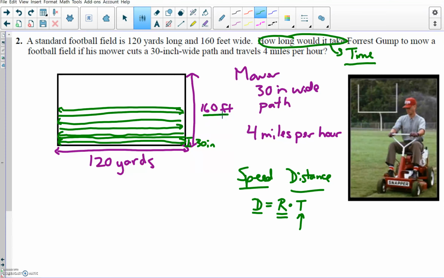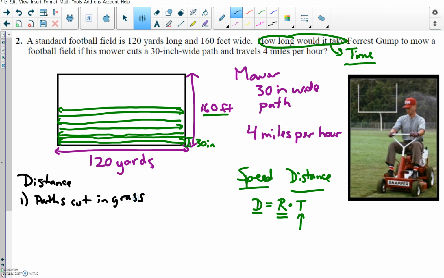So what I can do, I mean, I could change 30 inches into feet, but it's not going to be a nice number. It's going to be some sort of decimal number, which we always want to avoid if we can. So it's a lot easier to turn feet into inches, because then we'll just have a larger whole number. So that's what I'm going to start with, is I'm going to look for the distance. So to first do that, I need to know how many paths I'm going to cut in the grass.